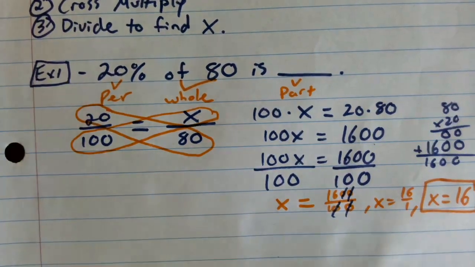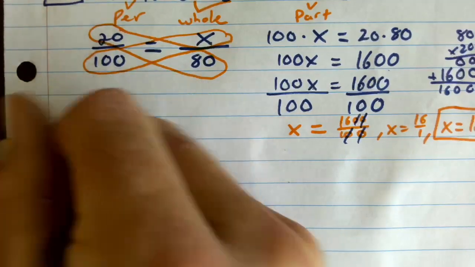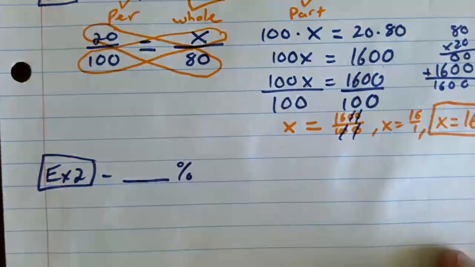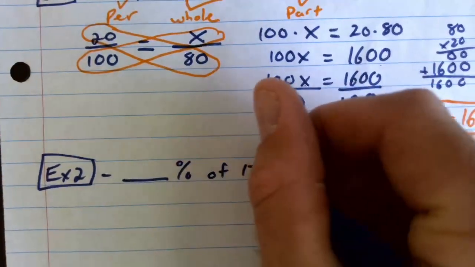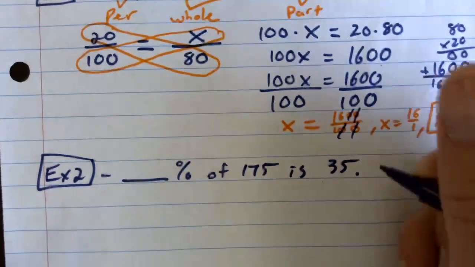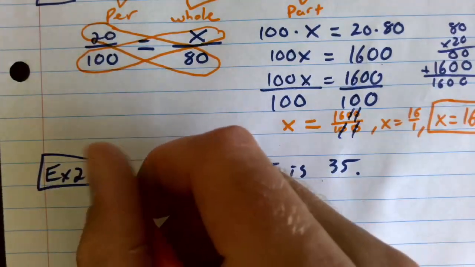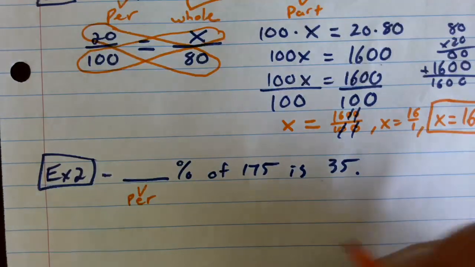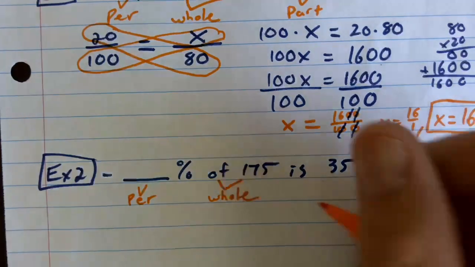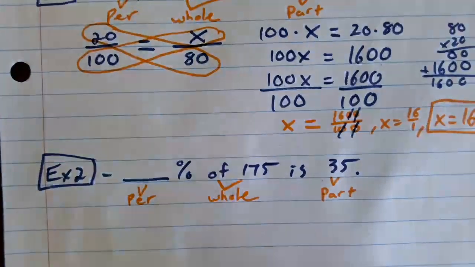Let's try another one. I'm going to write EX2. And example 2 is blank percent of 175 is 35. So step 1 is write proportions with labels. So we know this is our percent, so we'll just write per. We have of 175, that is your whole. And we have 35, that is going to be your part. Okay? So let's just write our proportions.